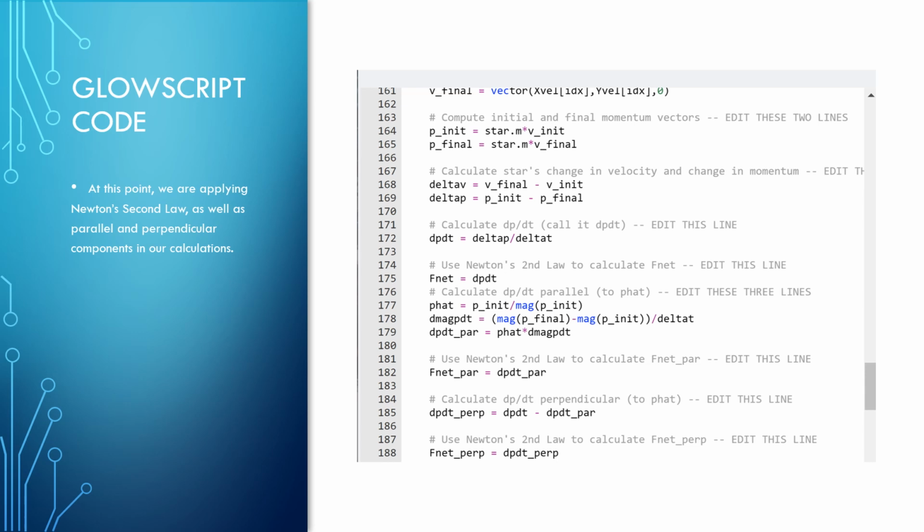Then on lines 177 and 179, we have Newton's second law, which is Fnet is equal to dp dt. We calculate dp dt by doing delta p over delta t. These lines allow us to break Fnet into its parallel component, which is then used to find the perpendicular component later in the code, as we see Fnet parallel equals dp dt parallel, and then dp dt perpendicular is equal to dp dt minus dp dt parallel until our Fnet perpendicular just equals dp dt perpendicular.